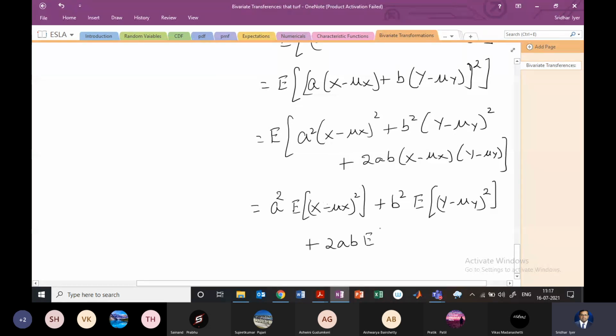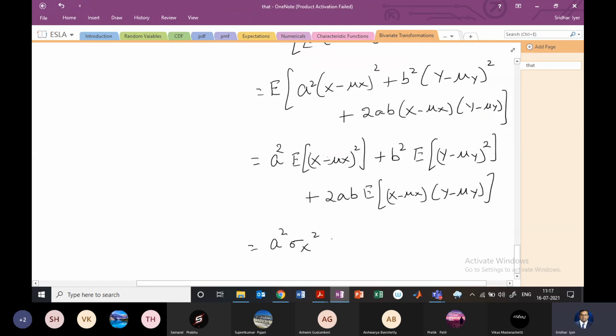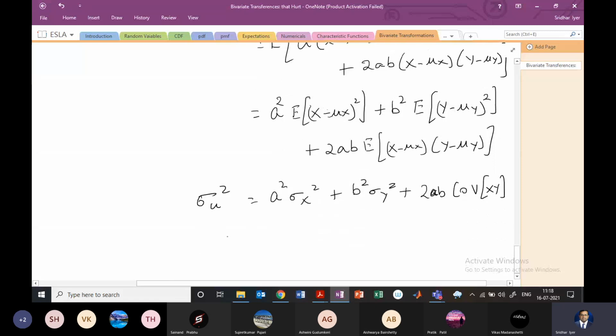Now the first term, E of x minus mu x the whole square, is nothing but the variance of x. So a square sigma x square plus, similarly, the second term is b square sigma y square plus the last term is 2ab, and E of x minus mu x into y minus mu y is nothing but covariance of xy. So basically sigma u square just turns out to be that value. Now with this, I can directly substitute the values which are given to us. I'm hoping you have the values with you.